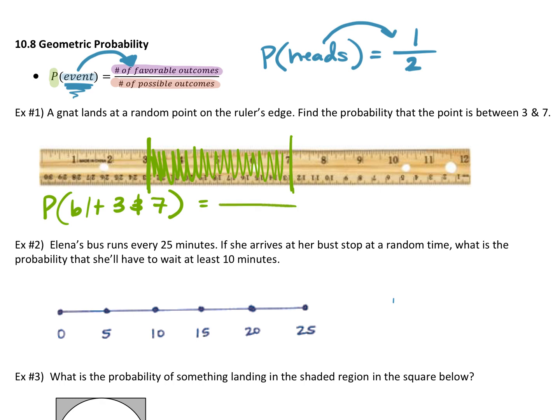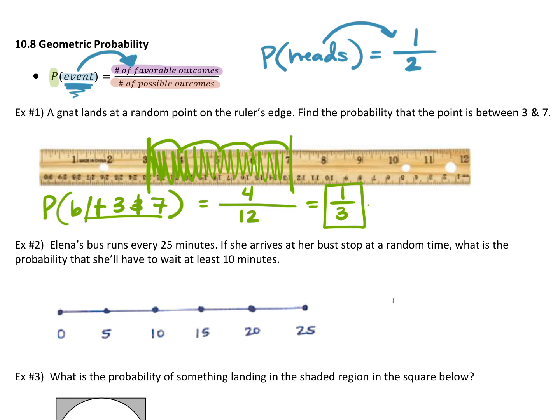So 4 is the number of inches. 1, 2, 3, 4 is your favorable. That's between 3 and 7 is 4 inches. The total possible is the whole ruler. So if it's 4 over, what's your total possible? 12. You always reduce that. 4 over 12 reduces to 1 over 3. So you may write it like that. You may write it as a fraction.